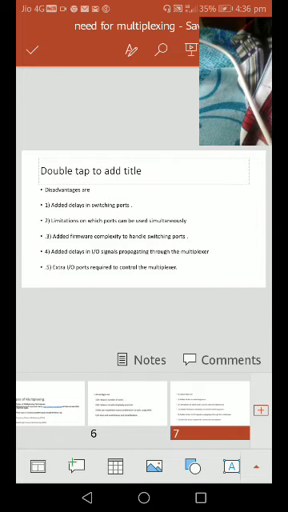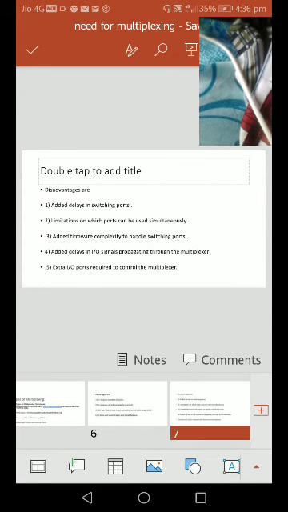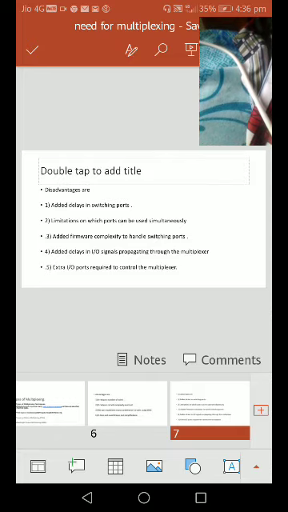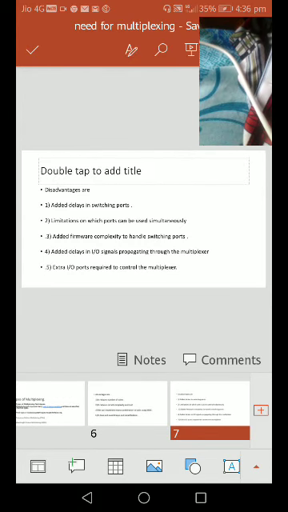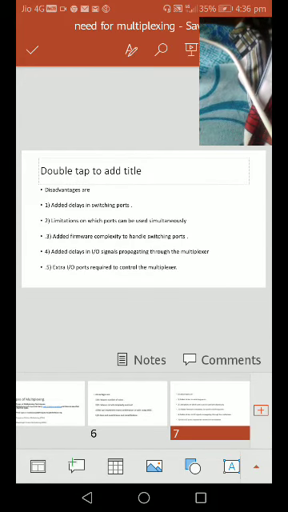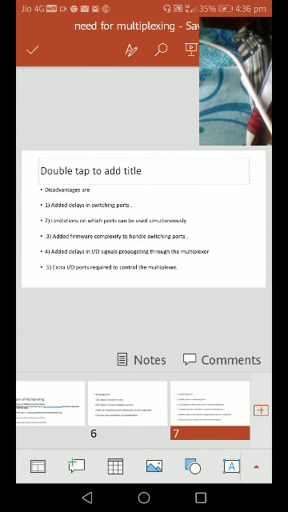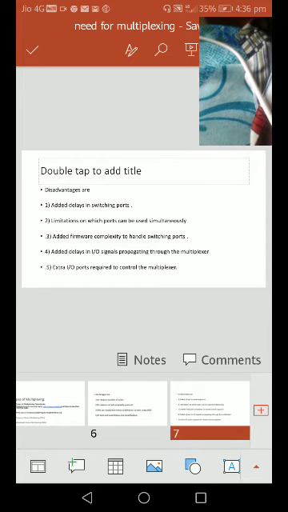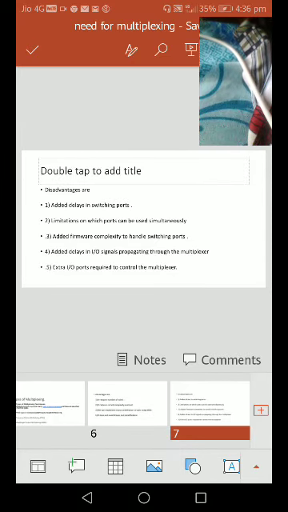Then the fourth point of the disadvantages is that multiplexing adds delays in the input and output signals. Input and output signals are propagating through the multiplexer. Multiplexer means multiplexing. Added delays means from one point to another point. Added delays in the input and output signals.